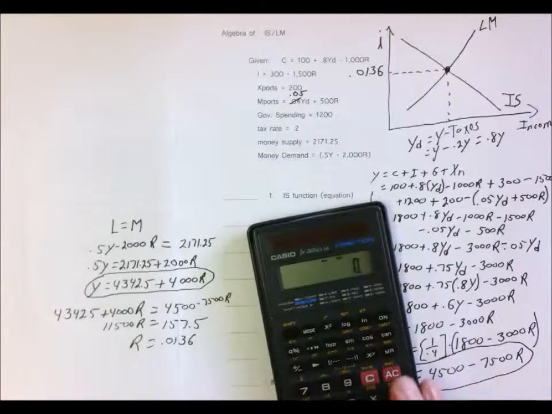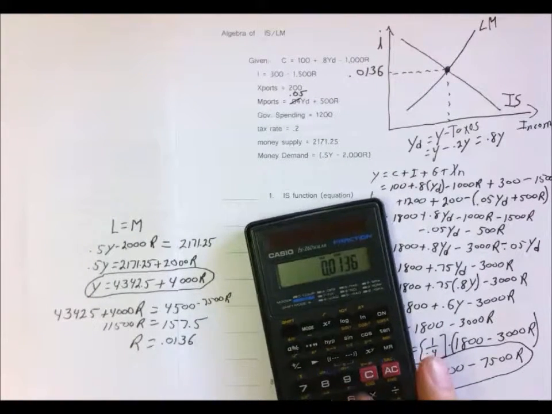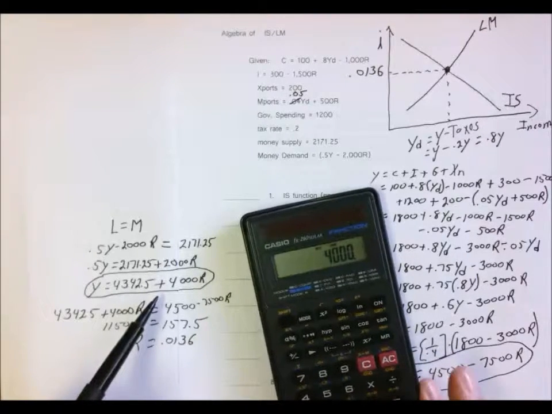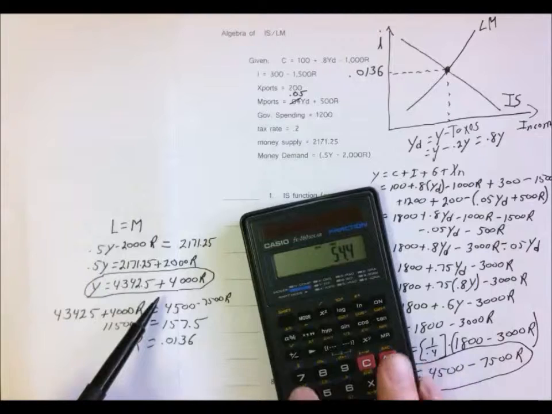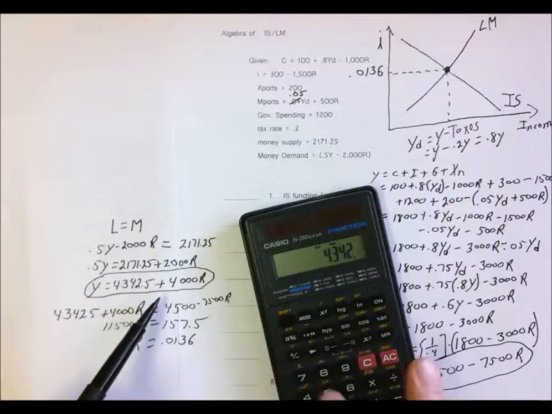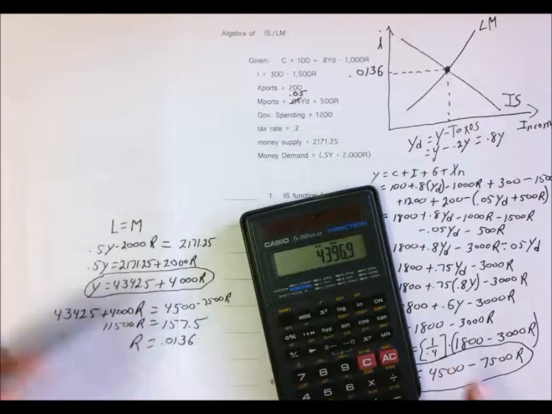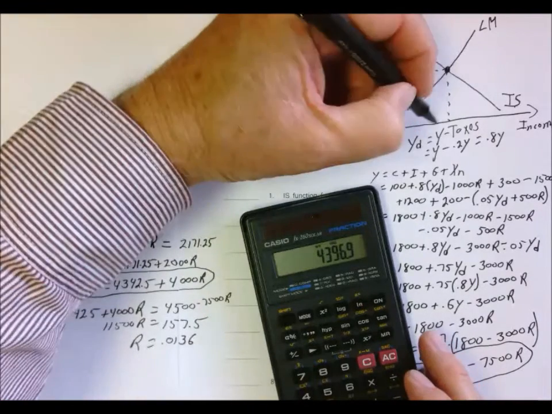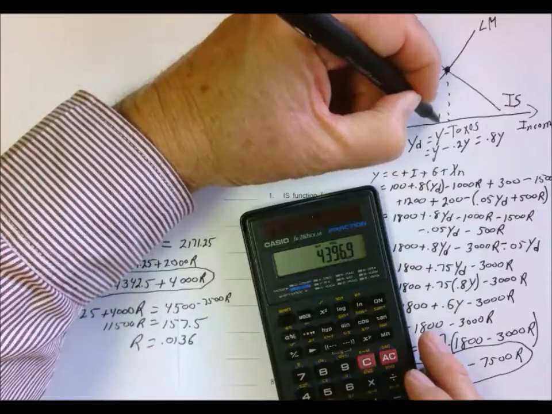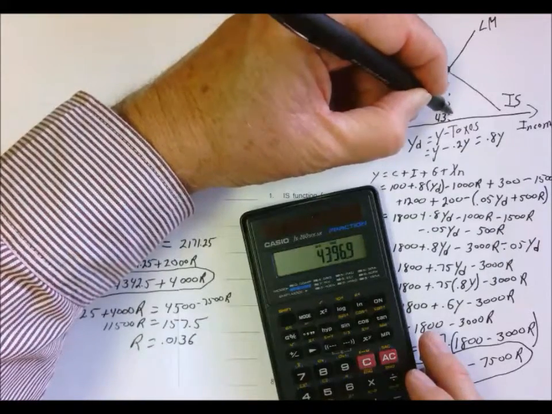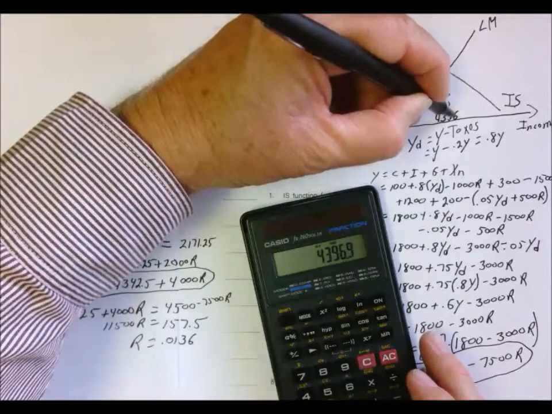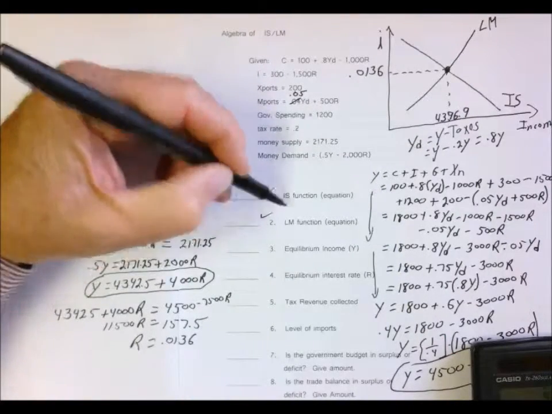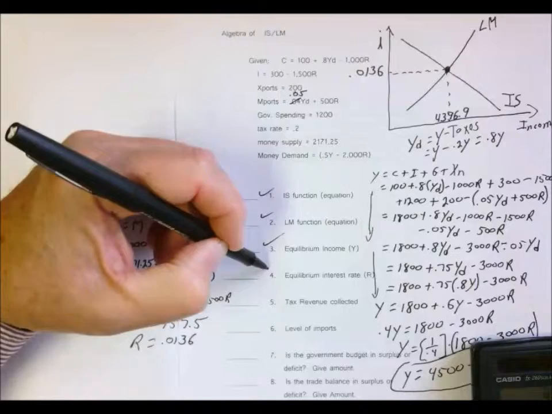So if I take the 0.0136 and put it in the LM curve, it would be times 4,000. Add that to 4342.5, and I get an equilibrium income level of 4,396.9. I'm crowded here, so I'm going to write it on top. 4396.9. So we have the IS function, the LM function, equilibrium income, and the interest rate.